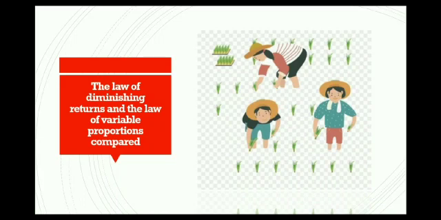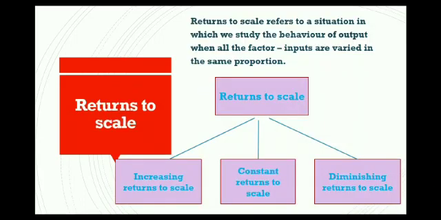Next, returns to scale. Returns to scale is the variation or change in productivity that is the outcome of a proportionate increase of all the inputs. The law of returns to scale has three stages, which are as follows: increasing returns to scale, constant returns to scale, diminishing returns to scale.